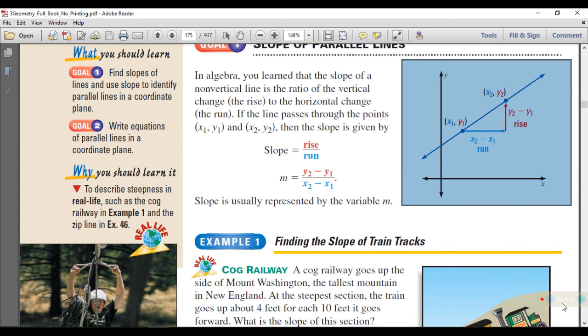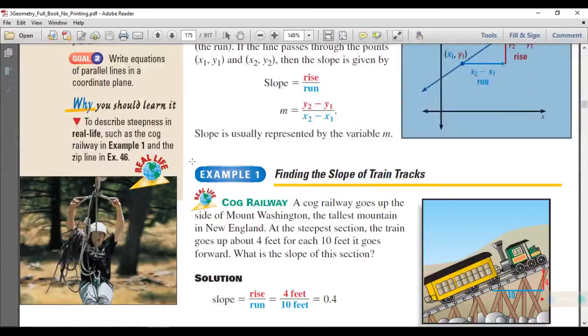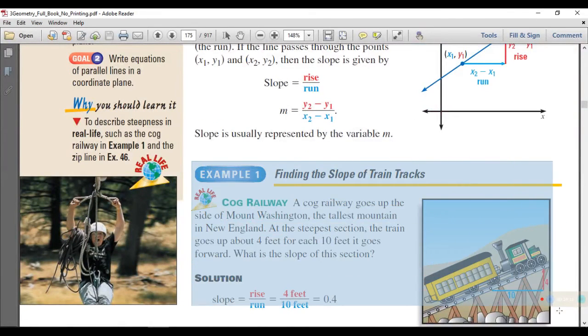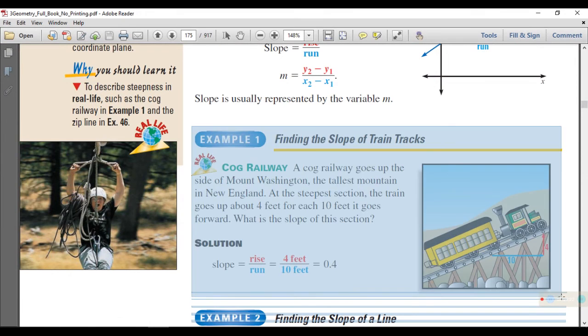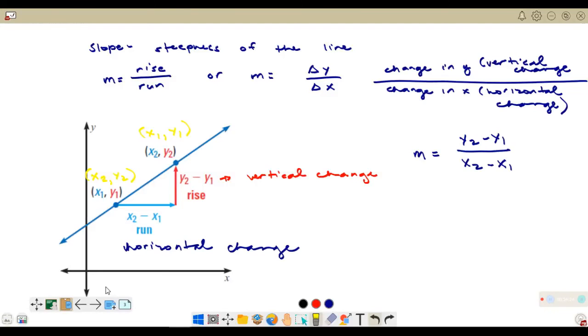So, let's have an example. Again, this is a real-life example.